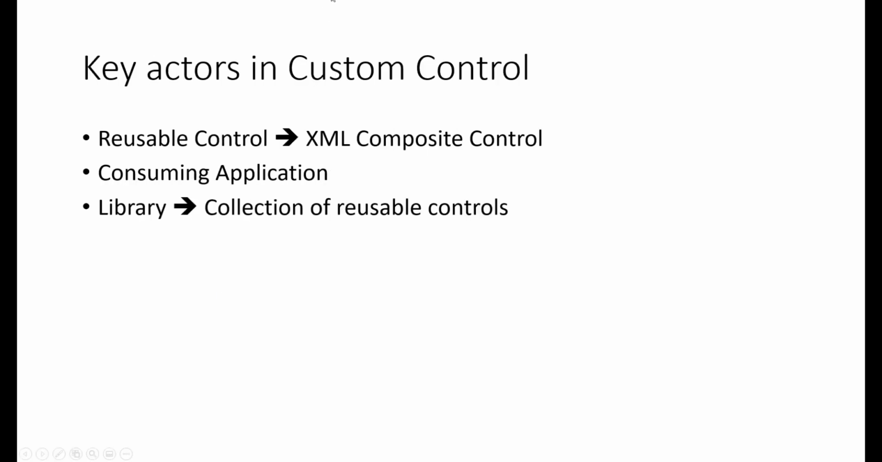Okay, so the key actors in the custom control. You want to have a reusable control. In our case, it is going to be this XML Composite Control. So that's one of the key actors. And then we are going to have a consuming application. This application is going to use this control. And we also have this concept of a library, which is like a collection of reusable controls. So once we create this reusable control, we make sure that it is working in a consuming application, and then later on we throw this reusable control into this library, and then from the consuming application we reference this library and use that composite control.